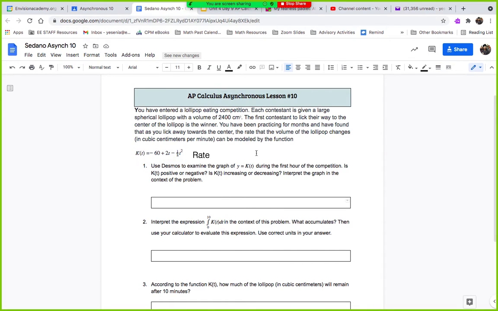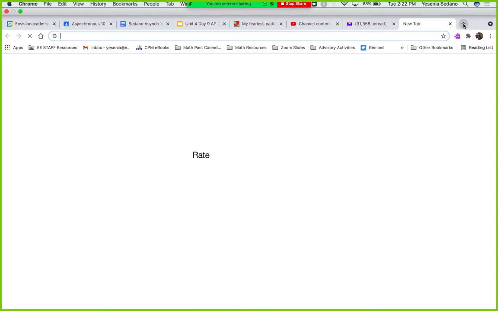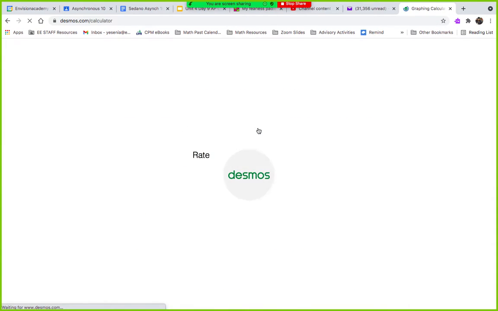Okay, step one says use Desmos to examine this graph during the first hour of the competition. Is K of t positive or negative? Is K of t increasing or decreasing? Well, you're going to stick this onto Desmos and you're going to figure that out. So you're going to find out what this graph looks like. I don't know if I can copy and paste it, but your first step is to just go ahead and graph it on Desmos, this rate graph.